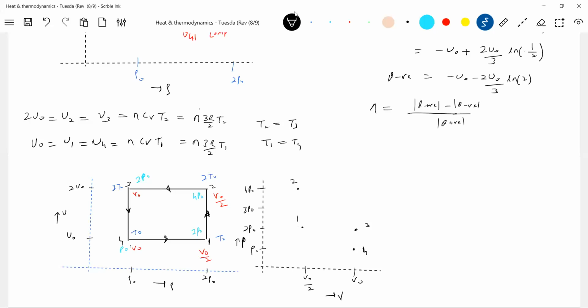So what is 1 2? 1 2 is an isochoric process, no? So it will be a straight line. 2 3, what is 2 3? Isobaric process. Isothermal. 3 4, again isochoric. Then there's isobaric.